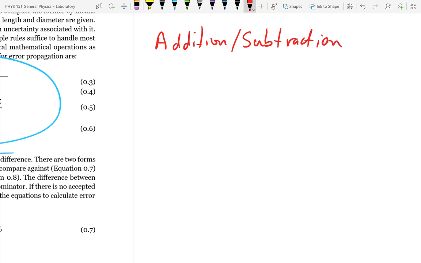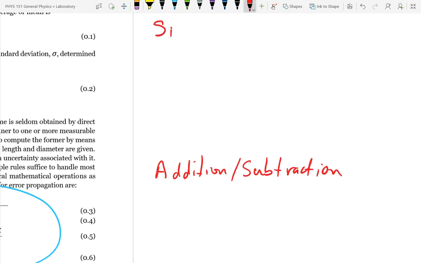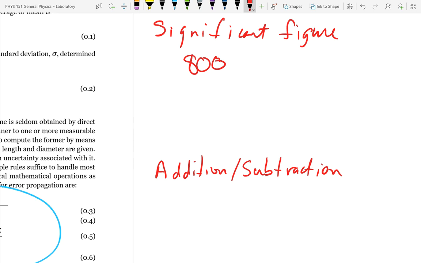Now I should start off with what's a significant digit or significant figure. A significant figure is a number that carries meaning. So if I write a number like 800, those trailing zeros may or may not carry meaning. I could say the number of students is about 800. So I write 800, but it's not exactly 800. And so I could have rounded off to the nearest 10.